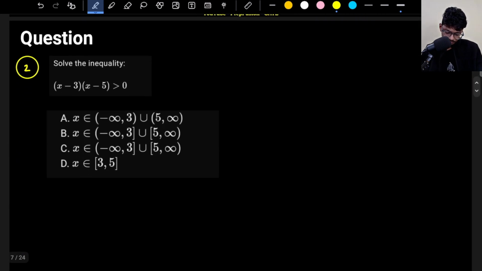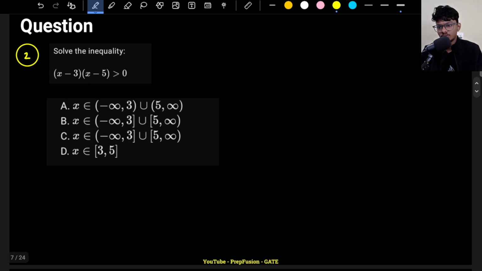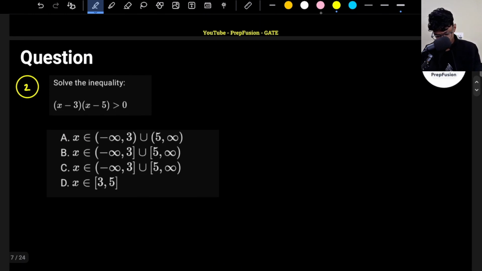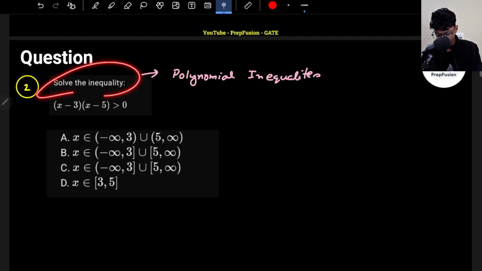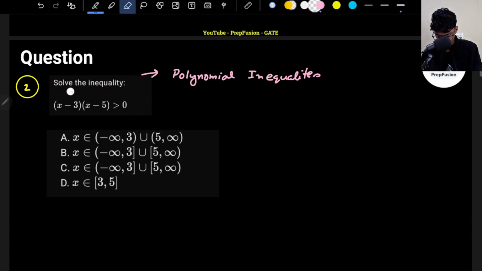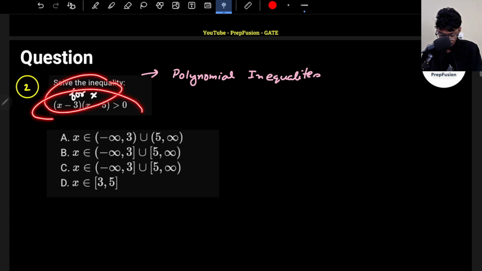So these are a few operations on intervals that you should learn. Now we will solve a few polynomial inequalities. These are known as polynomial inequalities. We have to solve the inequality for x. What are the values of x for which this inequality will be satisfied, in the options that they are asking me?